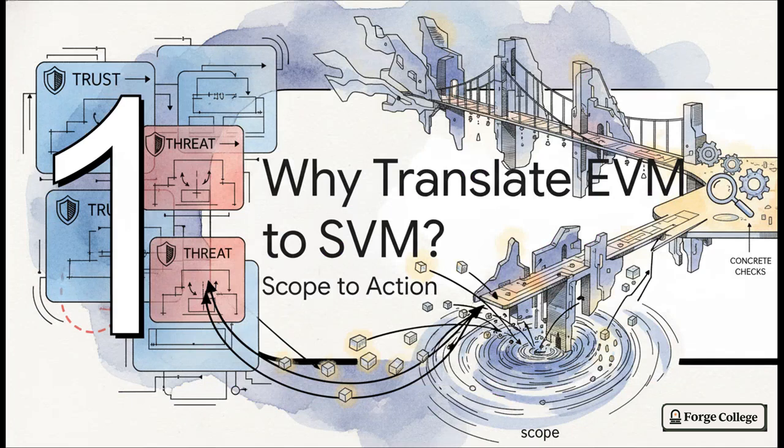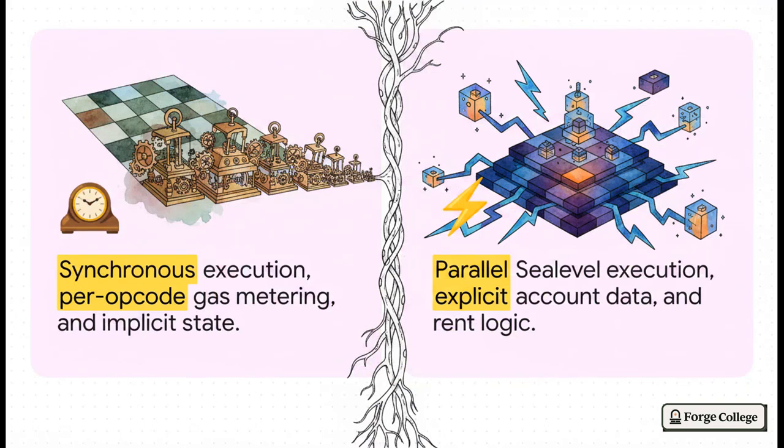Why translate EVM to SVM? Moving from scope to action. If you recall from our previous lesson, framing the audit, scope and objectives for EVM and SVM security differences, we mapped out the trust boundaries for a migrated system. Now, we actually have to turn those into concrete checks. And hey, EVM habits die hard, don't they?